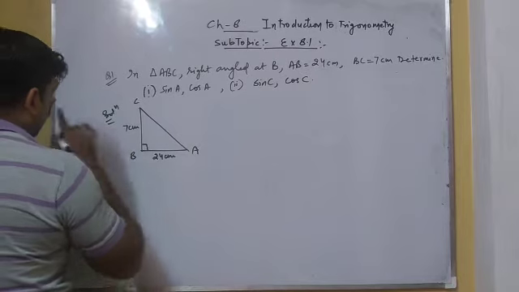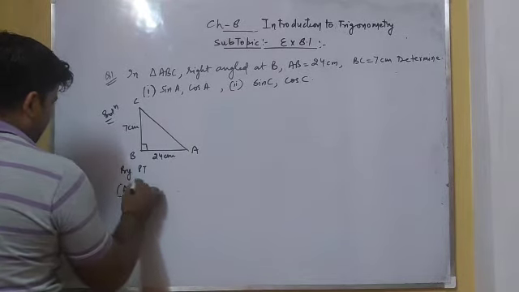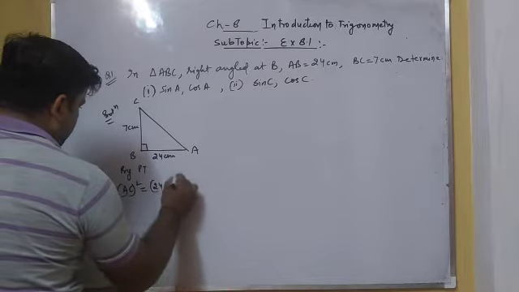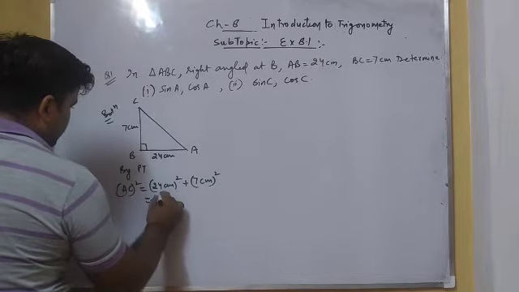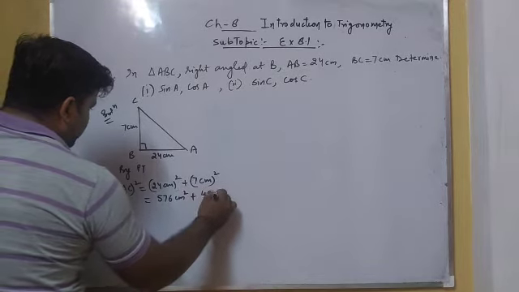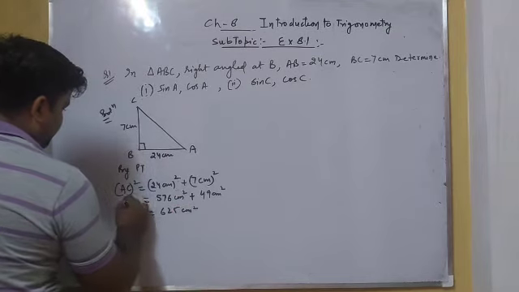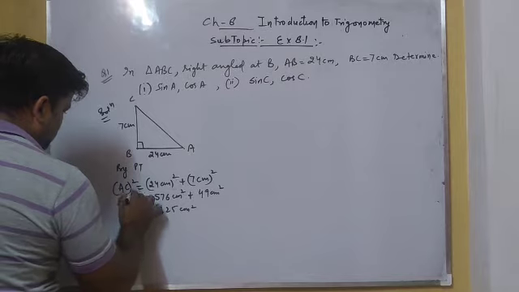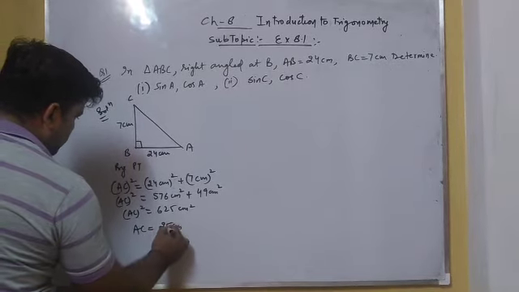So we can find AC by using Pythagoras theorem. By using Pythagoras theorem, hypotenuse square is equal to base square plus perpendicular square. So we get 24 centimeter square plus 7 centimeter square, which is 576 centimeter square plus 49 centimeter square, which gives 625 centimeter square. So finally we get the value of AC as 25 centimeter.